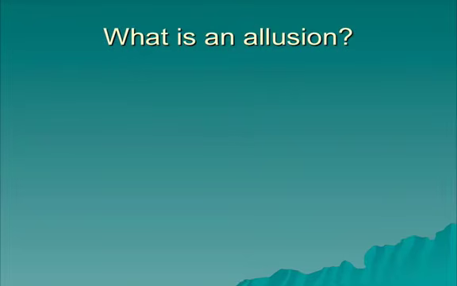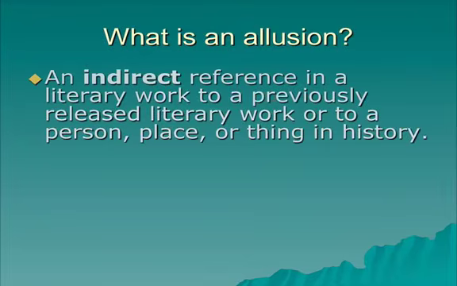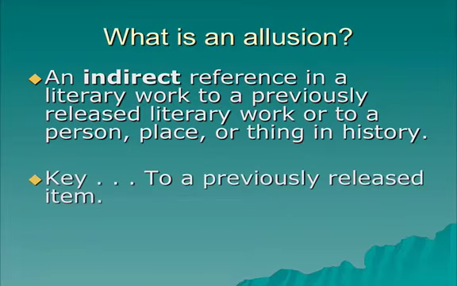What is an allusion? Well, it's an indirect reference in a literary work to a previously released literary work or to a person, place, or thing in history. The key here is that idea that it's a reference to a previously released item.